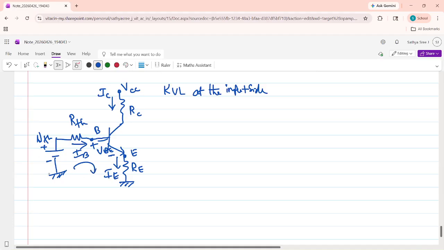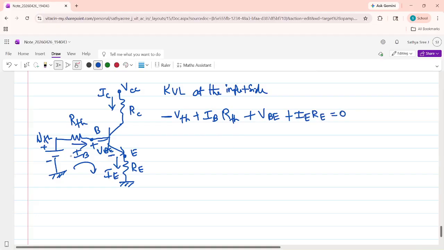Now this forms a closed loop here. I will start from this VTH. So it is minus VTH plus IB multiplied by RTH plus VBE plus IE RE equal to 0. So this is the input loop equation.